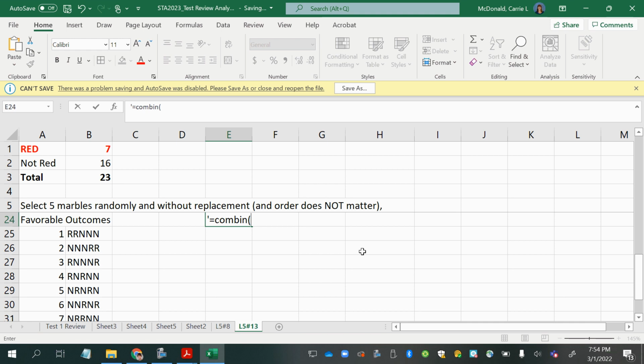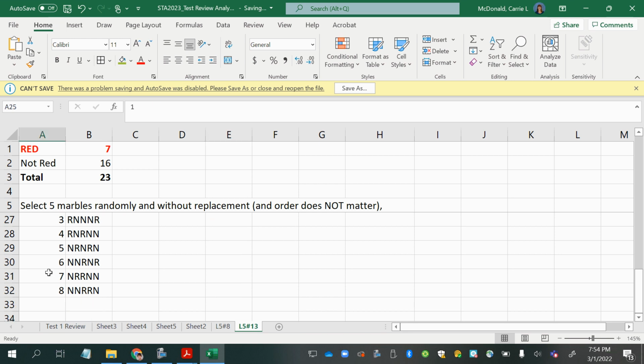So here it works a little differently than in some other problems. What we're going to do is think of it in this way. We have 5 spaces to fill, and we want to fill 2 of them with red marbles. Okay, so by doing that, we get 10.